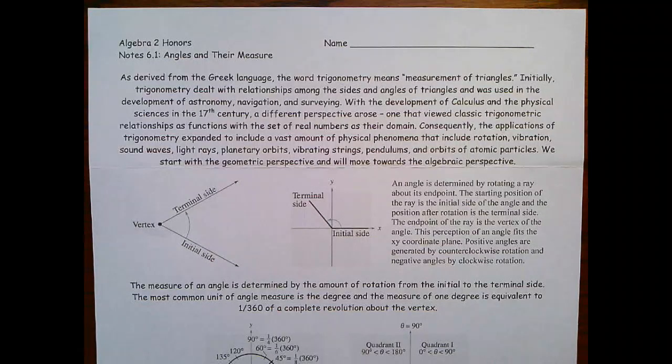So this means that these classic trig relationships are functions where you can input any positive or negative real number in the domain. Consequently, the applications of trig expanded to include a vast amount of physical phenomena that included rotation, vibration, sound waves, light rays, planetary orbits, vibrating strings, pendulums, and orbits of atomic particles. We start with the geometric perspective and we move towards the algebraic one. So kind of an important moment.